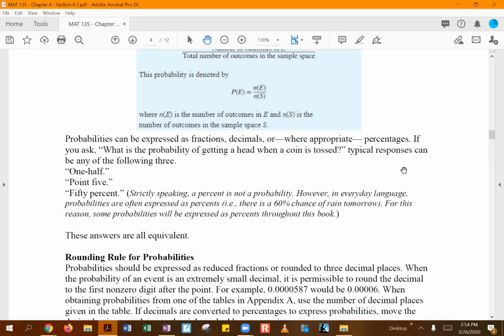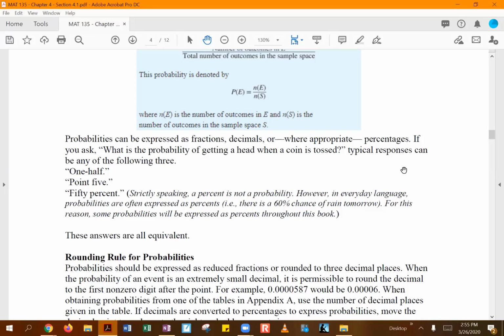So just to look at this little line over here, they're saying what is the probability of getting a head when a coin is tossed. So in this case, out of two outcomes of head or tail, what's the probability that you get a head? That's going to be 1 out of 2. So you can say either it's 1/2. As a decimal, that would be 0.5. And as a percent, half or 0.5 basically translates to 50%.